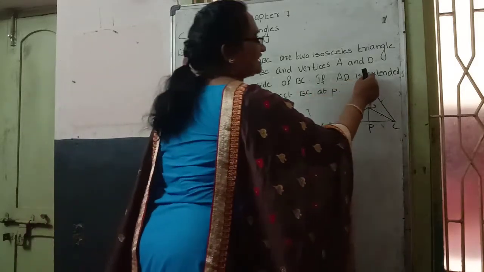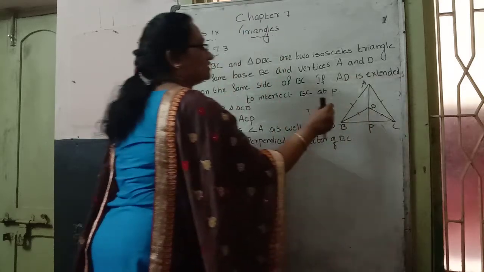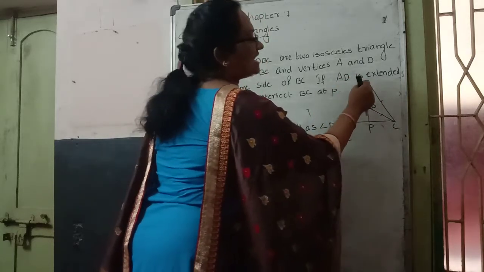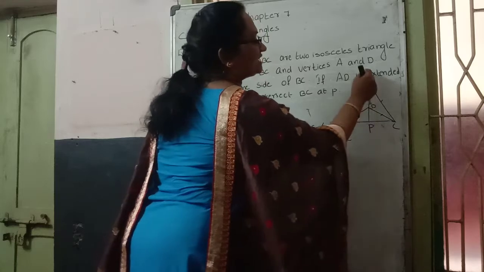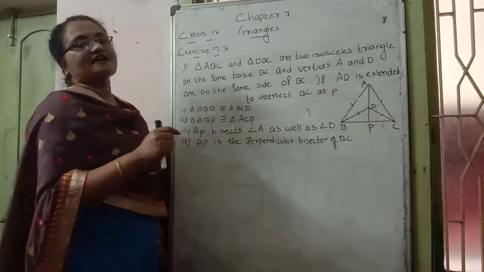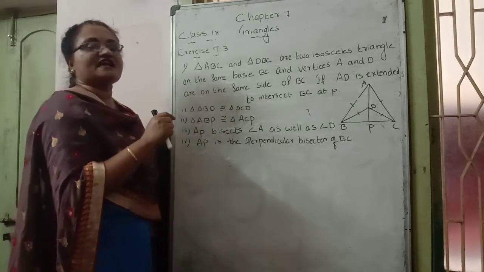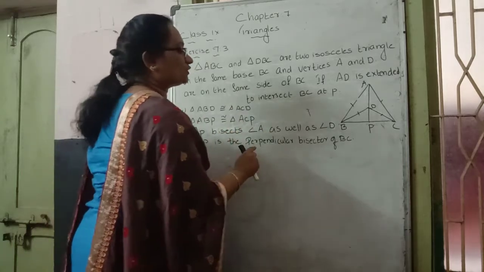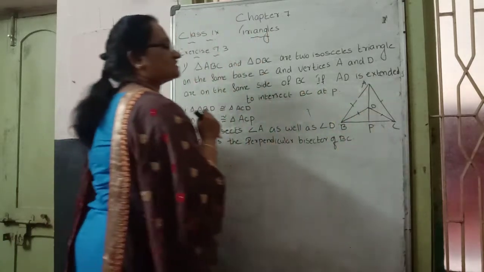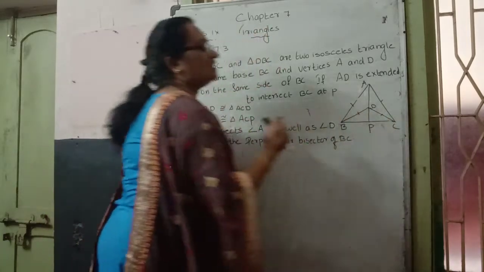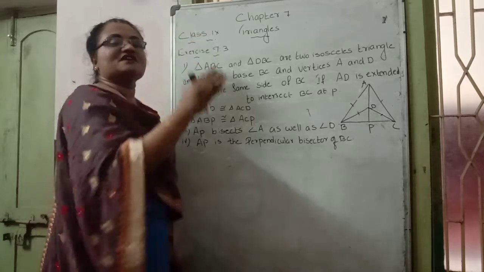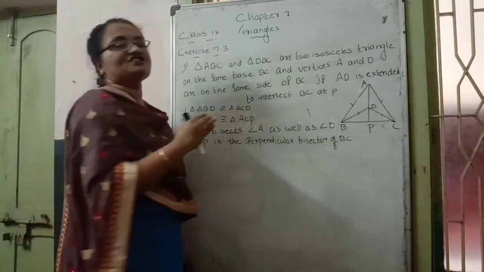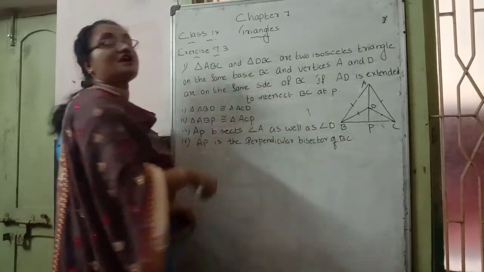Third case: they are saying that line AP is the bisector. AP bisects which angles? Angle A as well as angle D. Angle A is cut by line AP, and angle D is also cut by AP. We want to prove that AP bisects angle A as well as angle D. Then the fourth case: AP is the perpendicular bisector of our base BC. BC is bisected, meaning cut by the line AP. That is the meaning of this question. We want to prove these things.